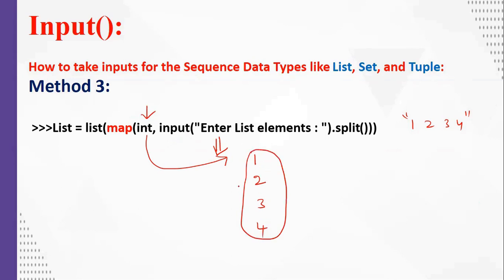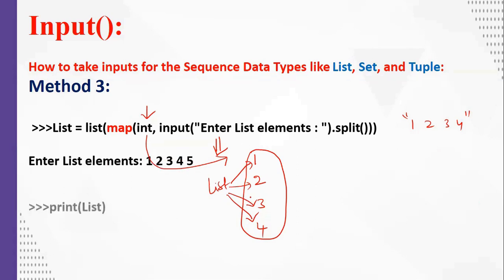Then later we convert this memory object into a list. That way the list will be pointing out: this becomes list of 0, this becomes list of 1, this becomes list of 2, and this becomes list of 3. So this is another way of scanning multiple values using the map function.